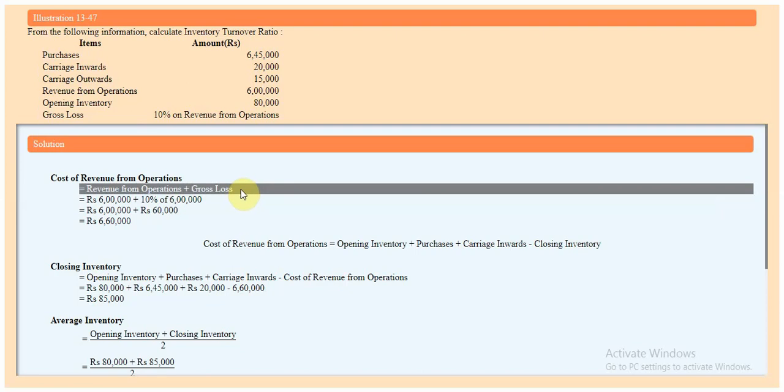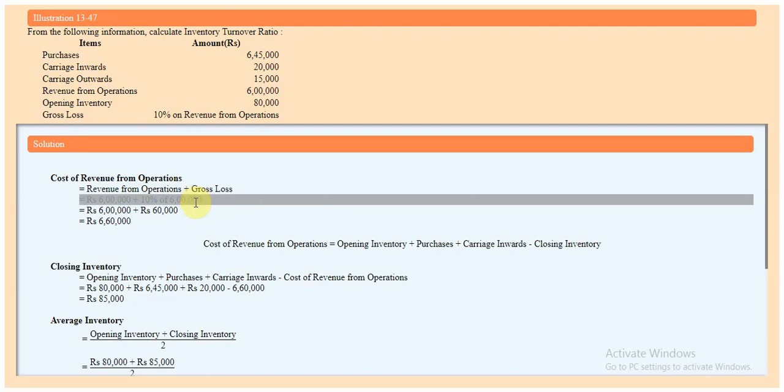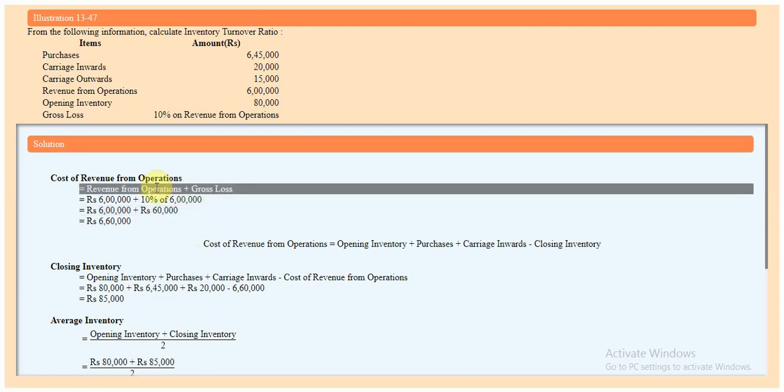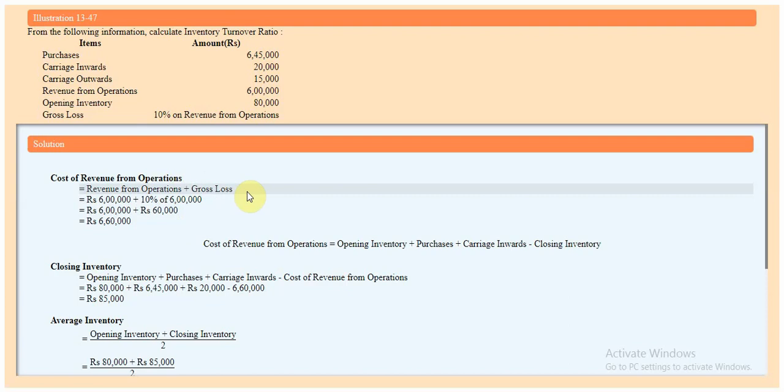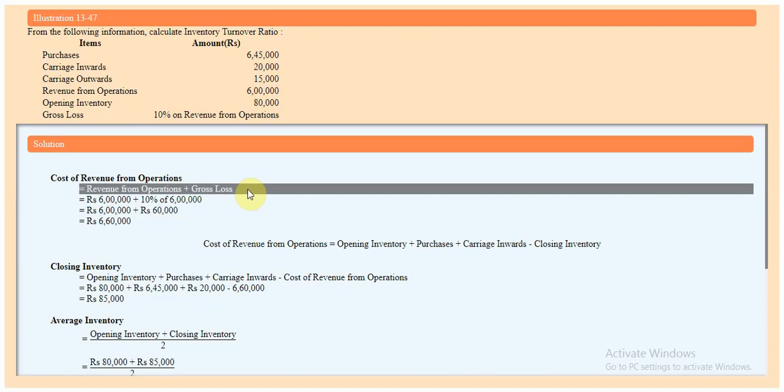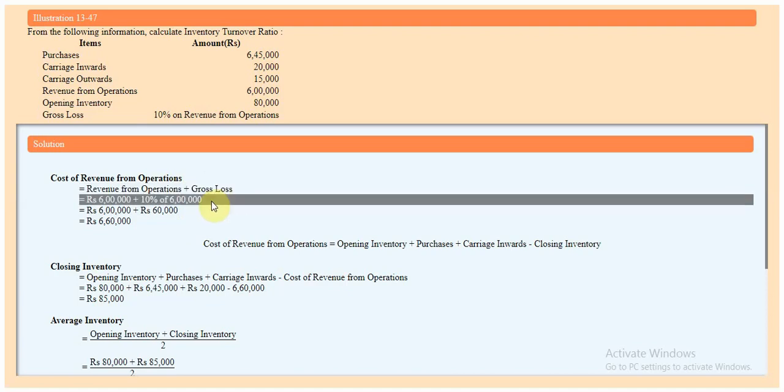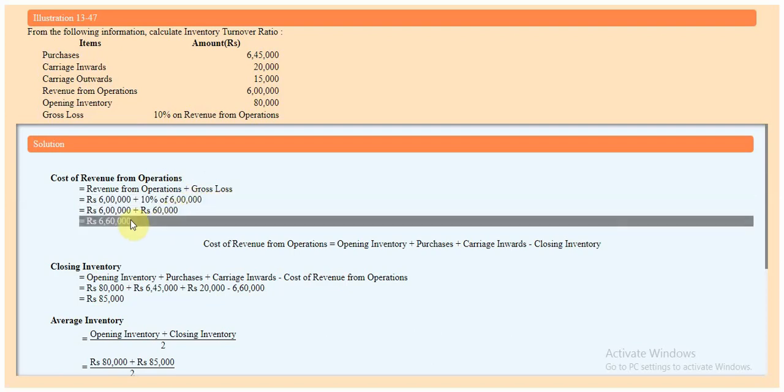So this is one particular point that needs attention. It is given as gross loss, so we have to add it to revenue from operations to get the cost of revenue from operations. That is what is done in these steps. Revenue from operations is directly given. They've also given the gross loss as a percentage on revenue from operations. So directly we can apply 10% on 6 lakh rupees. So we get 60,000, added both, we get 6,60,000 as the cost of revenue from operations. So the numerator part is over.